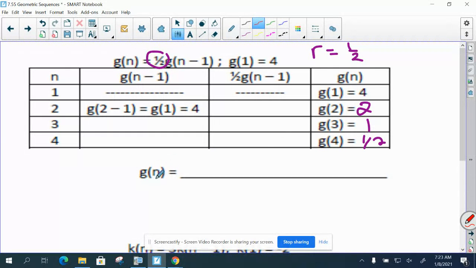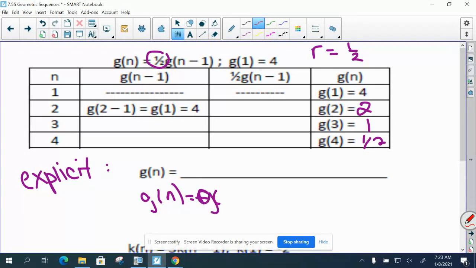So g of n for the explicit rule is, what's the rule? g of n equals g of 1 times r to the n minus 1. So your first term, which is 4, times your ratio, which is 1/2, to the n minus 1.